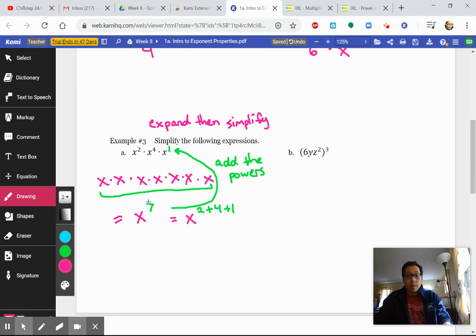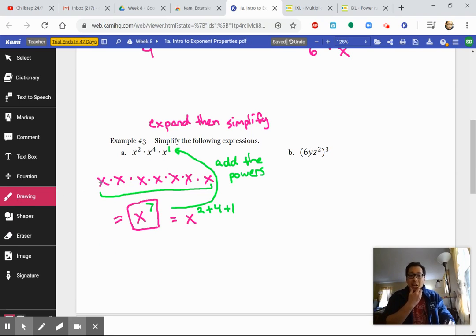And this is our first property. Maybe I'll box this up. Whenever we have the same base multiplied a bunch of times, this is sometimes called the multiplication of exponents, or the multiplication rule. Because we're just multiplying these exponents together, you just add the powers.